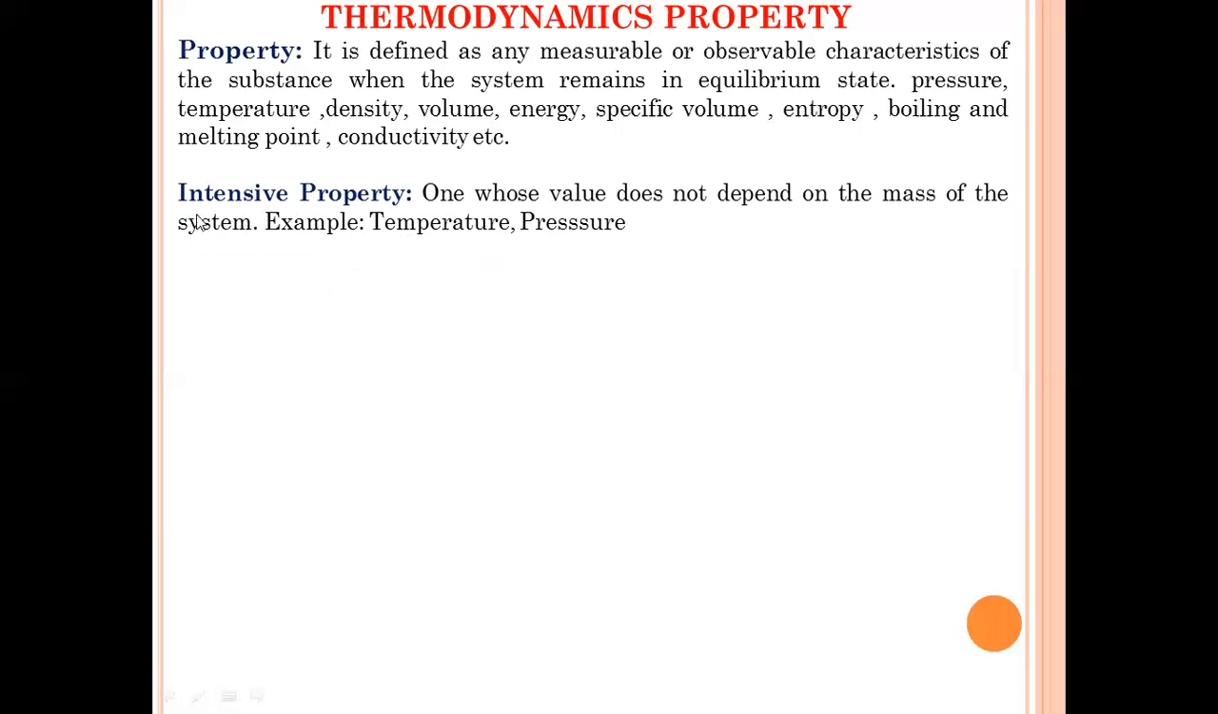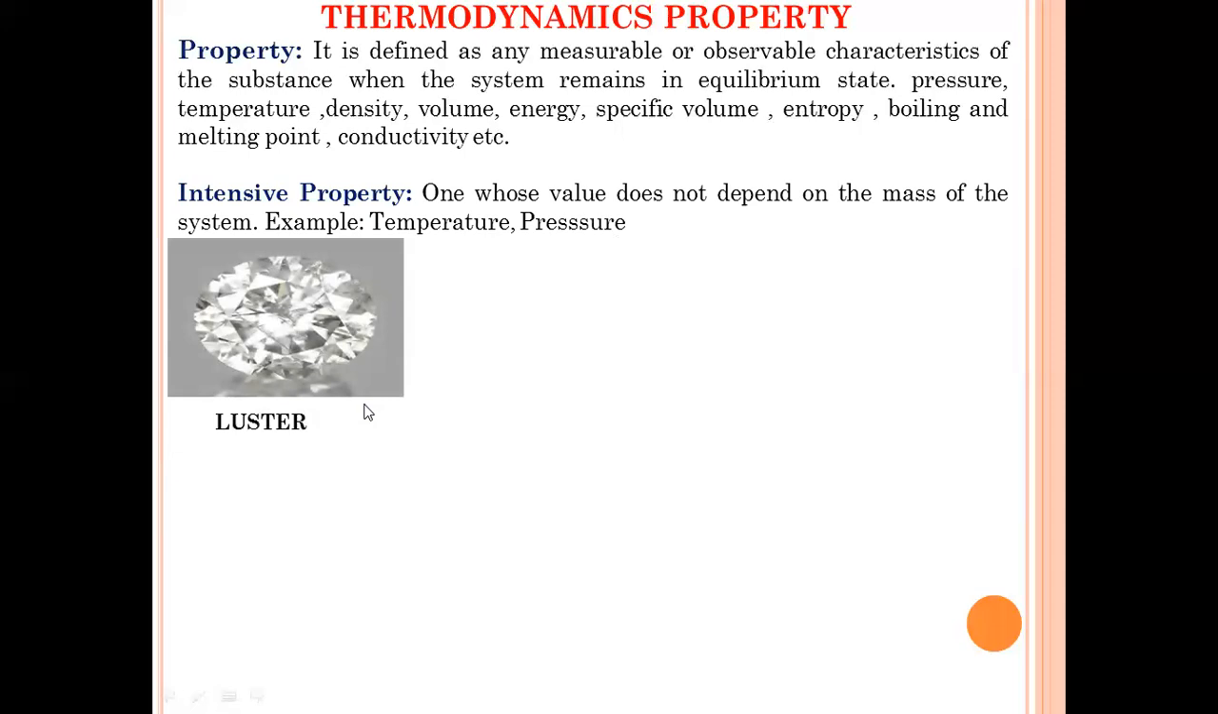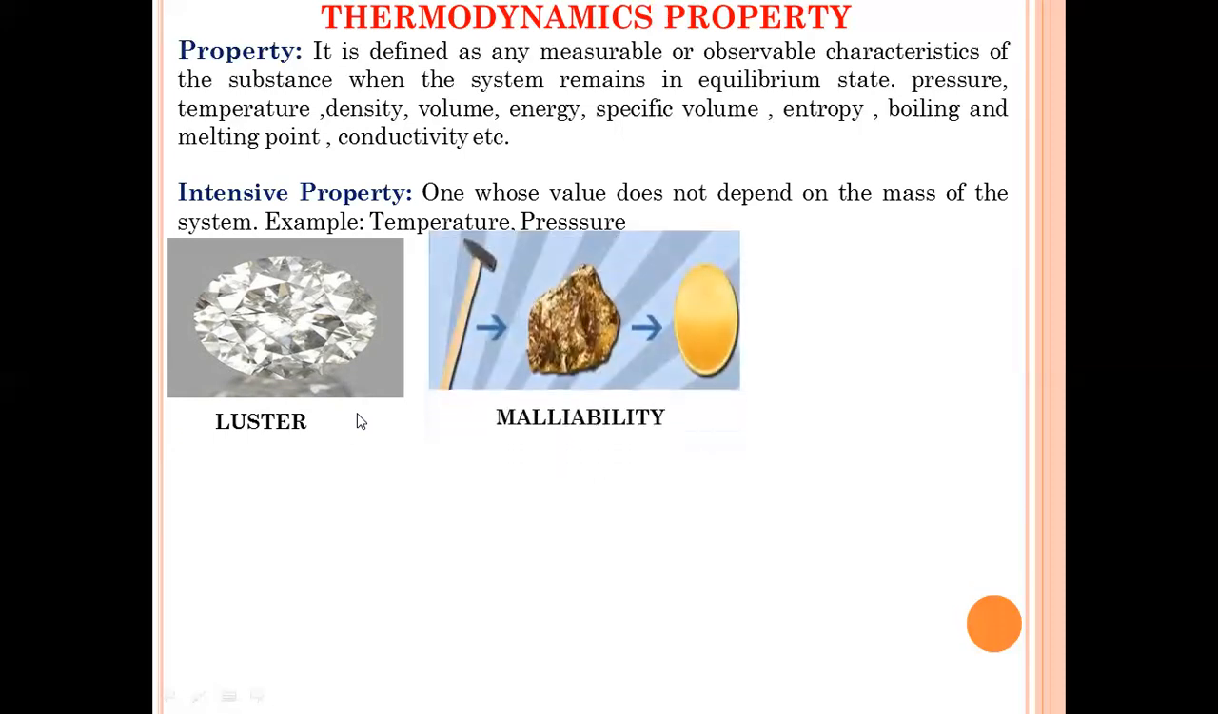First, let us discuss intensive property. Intensive properties are those whose value does not depend on the mass of the system. Temperature does not depend on the mass. Again, pressure does not depend upon the mass. Let us see some different examples. Luster. Let us take an example of diamond: 50 grams of diamond has the same luster as 100 grams of diamond.